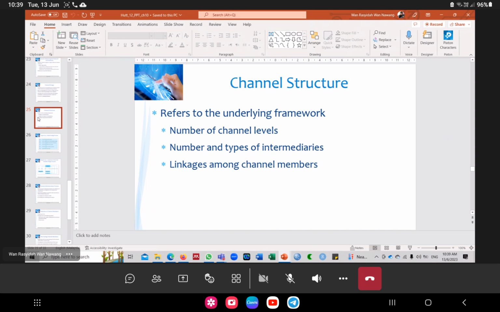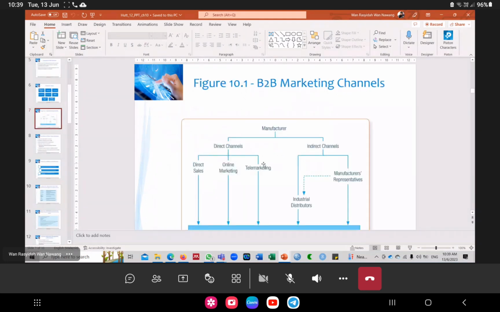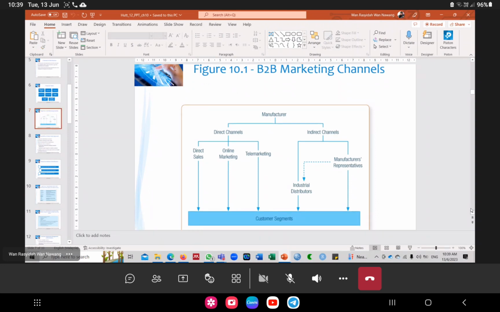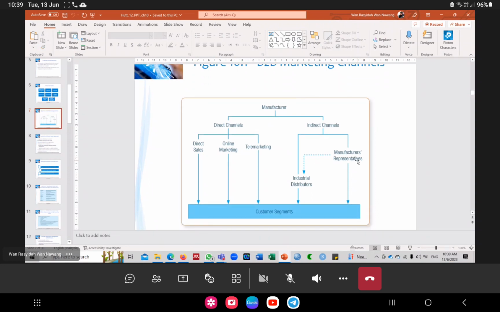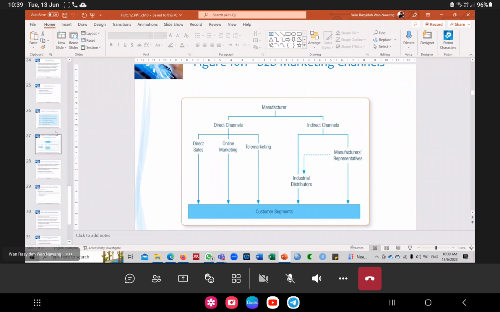Okay, what else? Channel structure refers to the underlying framework: number of channel levels, number and types of intermediaries, linkages among channel members. So this is the example of channel structure, like this. Ini adalah contoh channel structure tadi. So how many manufacturers' representatives do you have? How many distributors do you have, and each of these distributors, they are serving which segment, and so on and so forth. So inilah kita panggil structure tadi.